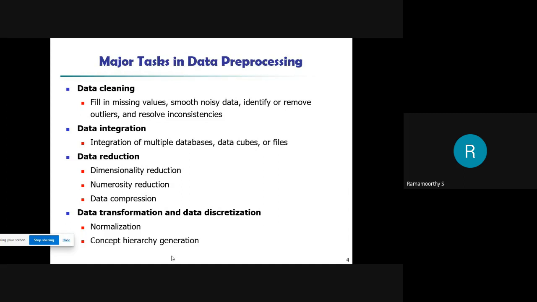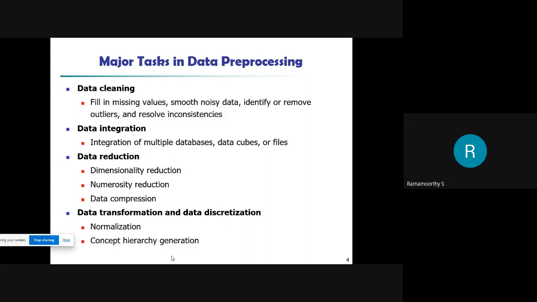And dimensionality reduction, just now I mentioned that the data may have multiple dimensions. So how are you going to group and aggregate all the data and its related dimensionality, right? So this is the data reduction part.